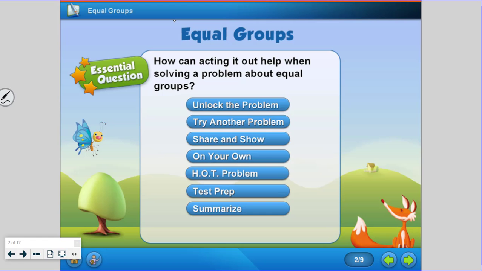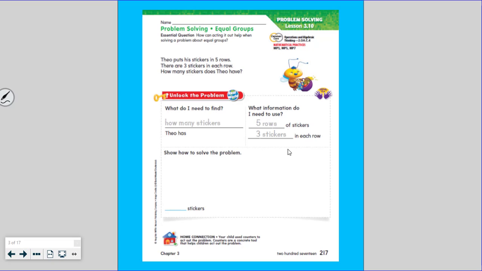So let's continue. Today our essential question is, how can acting it out help when solving a problem about equal groups? So what you need to be able to do by the end of the lesson is act out something to help you solve a problem when there are equal groups involved. We're on page 217 in our math book. That's 217, and we're at the top.